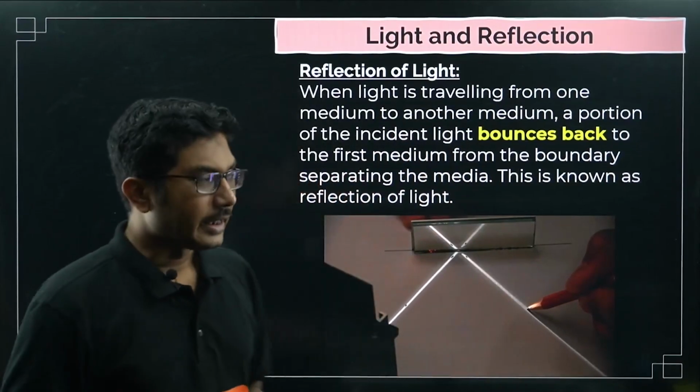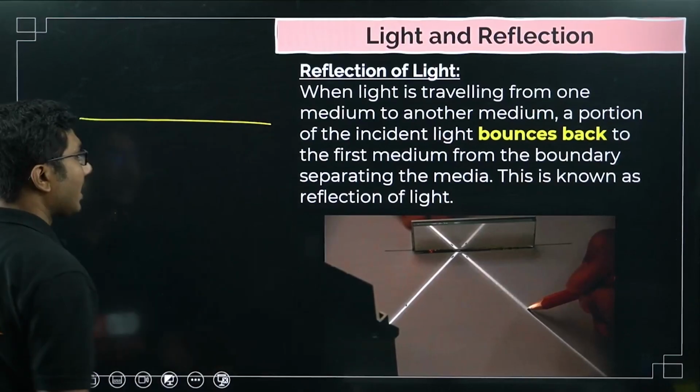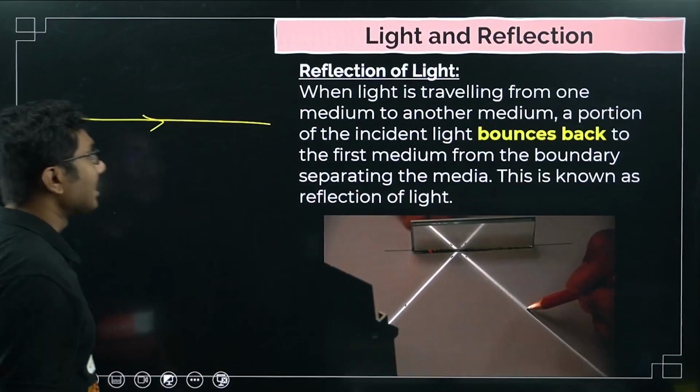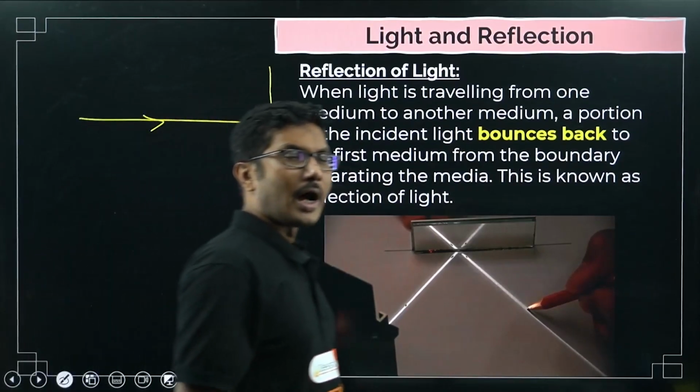We already know rectilinear propagation of light. Light can travel only in a straight line, right? Light always travels in a straight line. Now what will happen if we put a medium in the path of the light?